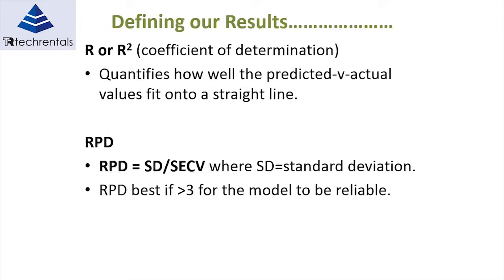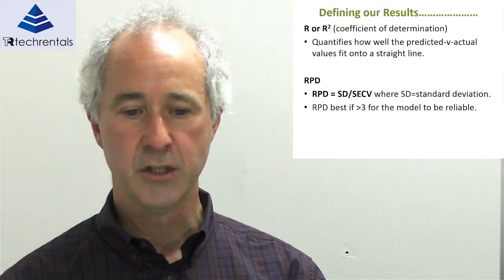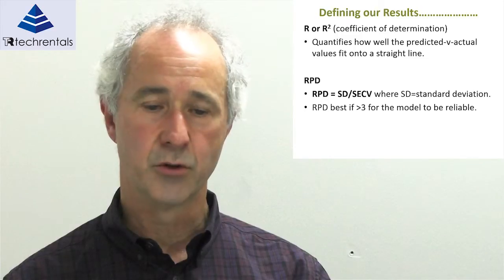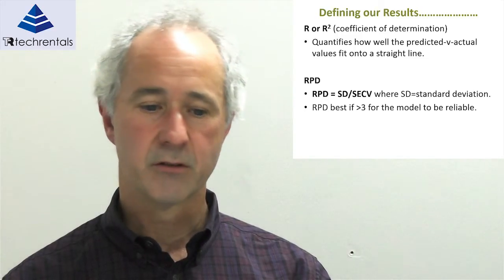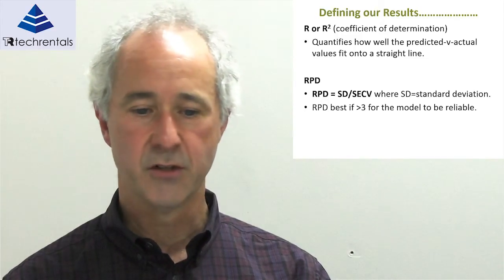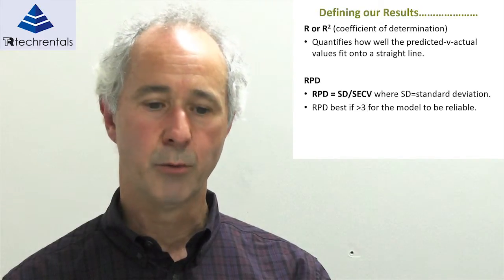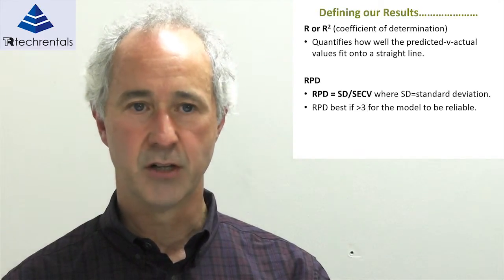The RPD is very useful, and you should calculate it, because it's the standard deviation of the sample set divided by the standard error of cross validation. What that means is that you need your standard error of cross validation to be less than the standard deviation of your sample set. If the RPD is not greater than 2 or 3, as I've indicated here, then you've probably just got a random number generator. You're not doing anything at all.